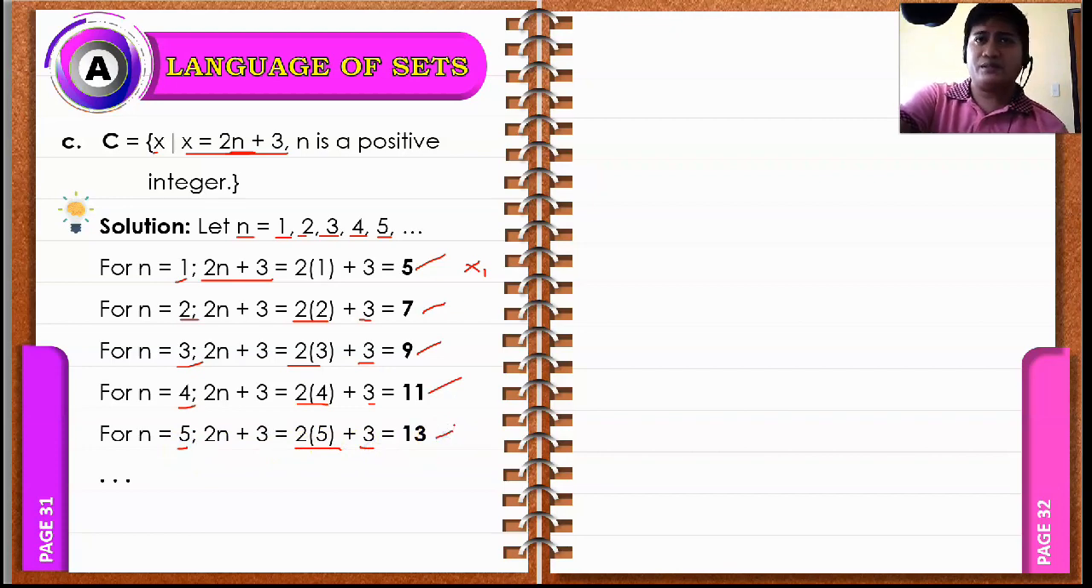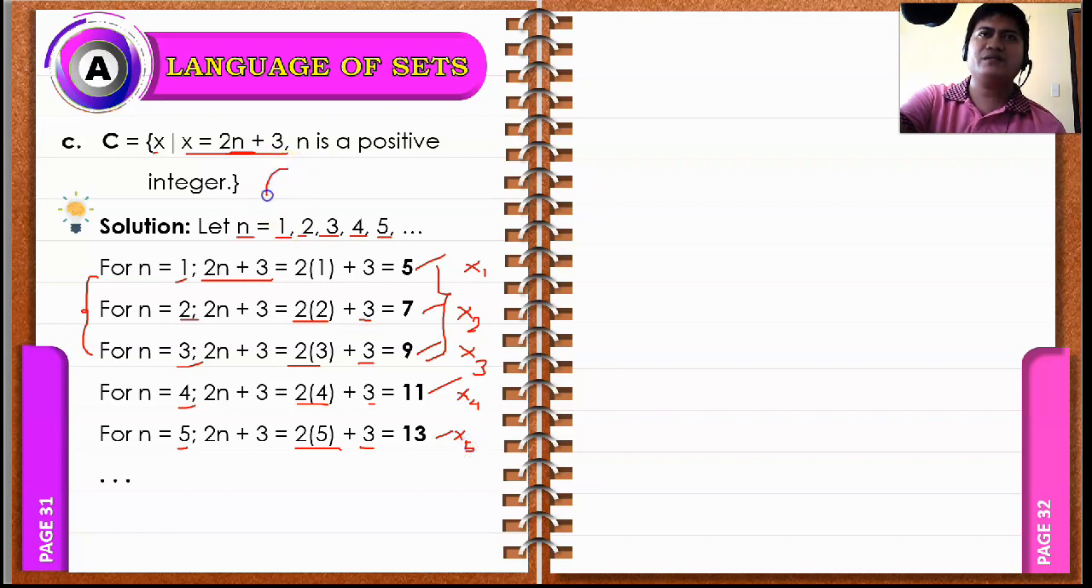For this example, since this is an infinite set, you don't need to compute all of them. You can compute at least 3 computations, and it suffices as your answer. So 7 will be your x sub 2, 9 is our x sub 3, then 11 is our x sub 4, then 13 is our x sub 5.